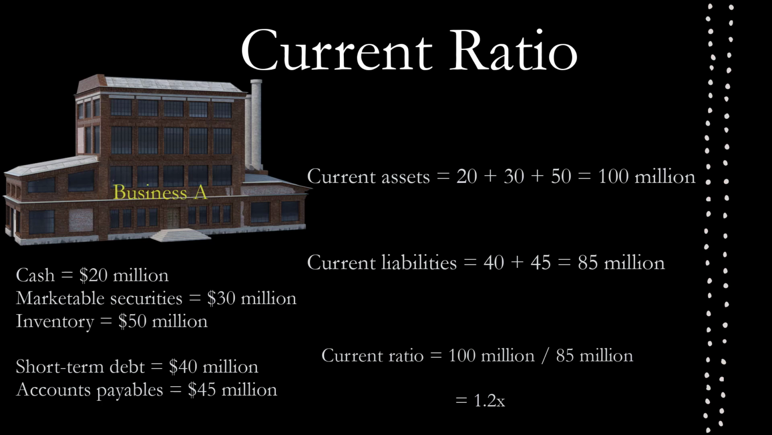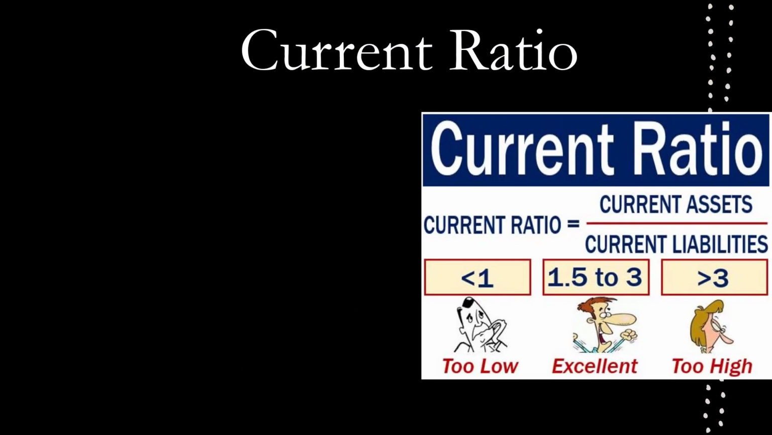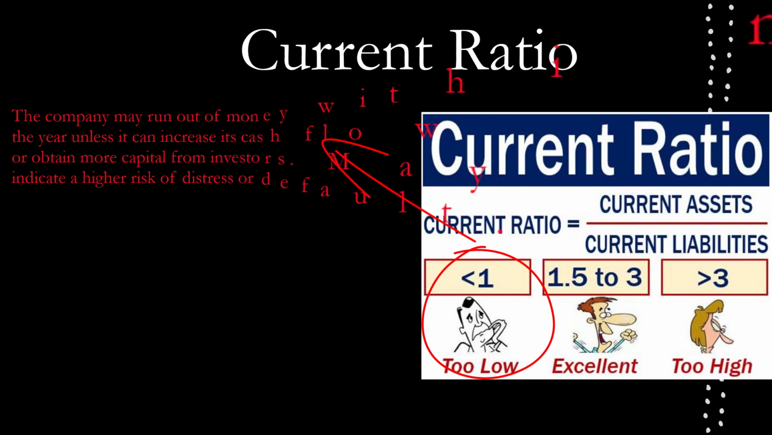This means that it has the ability to settle each dollar of loan or accounts payable. A ratio of more than 1 suggests financial well-being for the company. There is no upper end on what is too much, as it can be very dependent on the industry. However, a very high current ratio may indicate that a company is leaving excess cash unused rather than investing in growing its business. A current ratio of less than 1 means the company may run out of money within the year unless it can increase its cash flow or obtain capital from investors.